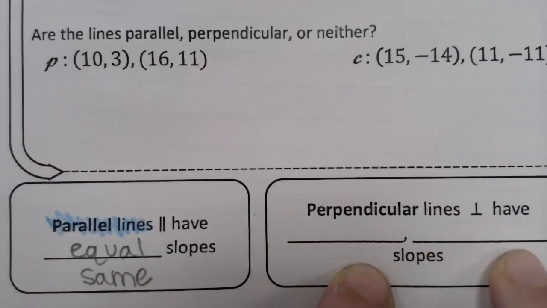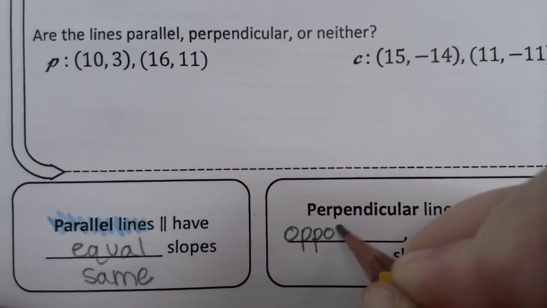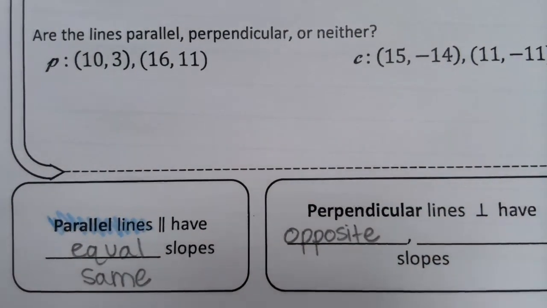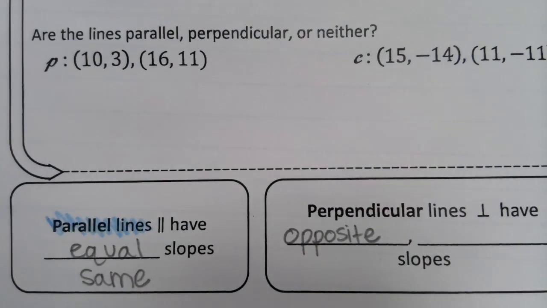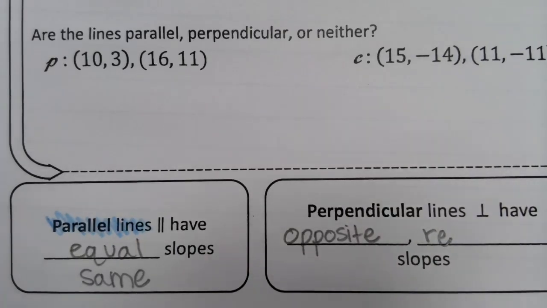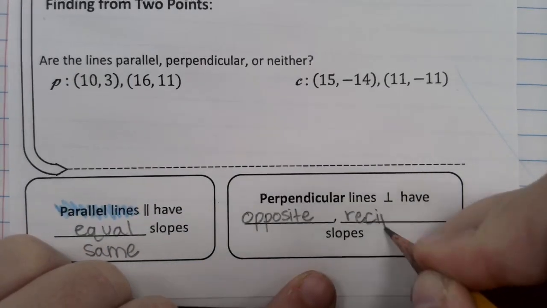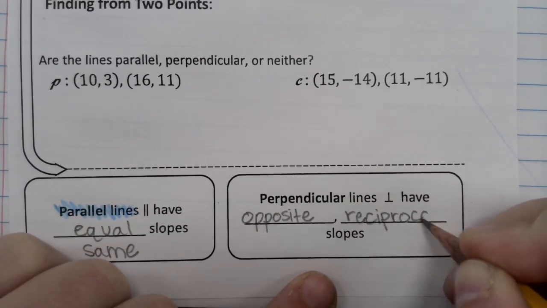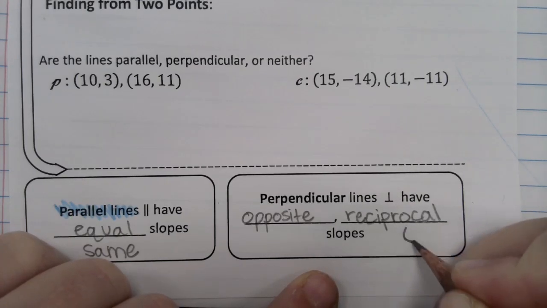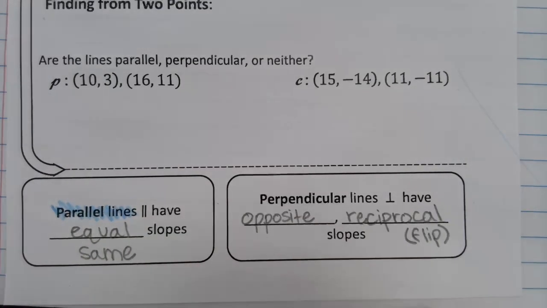Perpendicular lines have, what do we call it when it goes from positive to negative or negative to positive, when it flips like that? What's another word? Opposite. Does anyone remember what we call when fractions flip over? Starts with a re. Reciprocal. Good. Have opposite reciprocal slopes. And if you want to write next to reciprocal, that's like we flip it. That's going to be a really important part of this lesson.